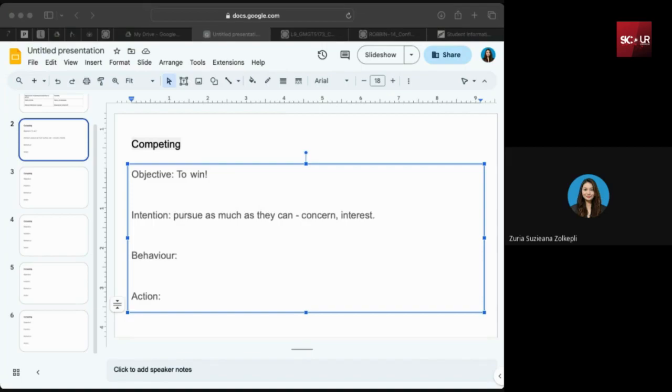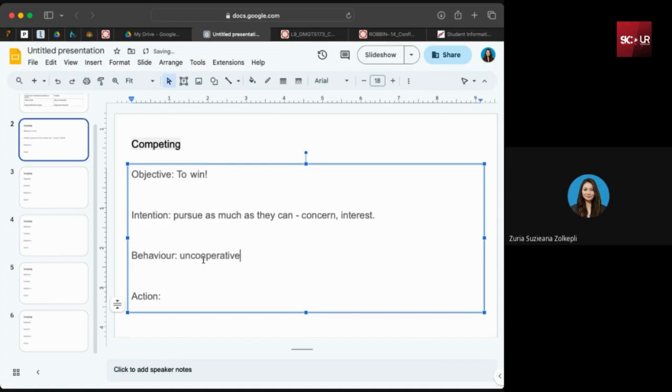Next, in terms of behavior, when you are competing and the objective is to win, of course your behavior in terms of cooperation will be uncooperative.